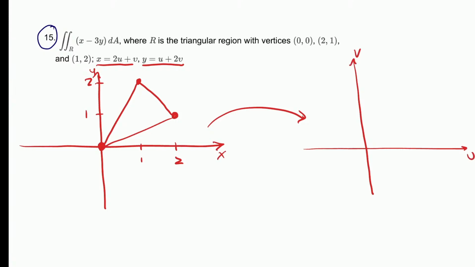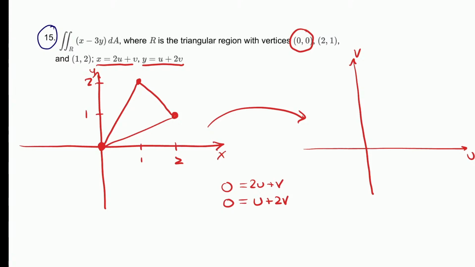So the way I'm going to do this is I will take each of these vertices, plug them into the conversion. So x is equal to 0, y is equal to 0, and then figure out what I need u and v to be.